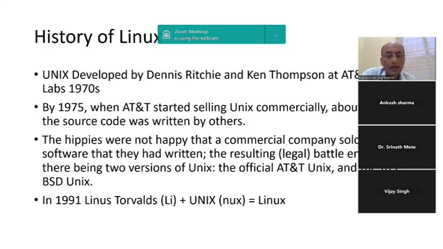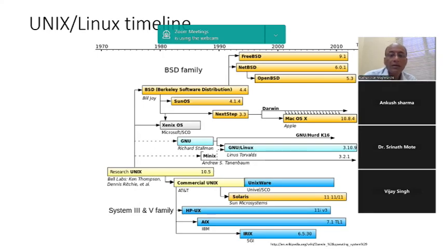Then in 1991, Linus Torvalds, a student of Helsinki University, started a free project for interested people. He wrote and constructed a Linux kernel from scratch. That kernel is the base of all the modern Linux operating systems, and that's also called Linux. You see, this is the history of Linux.